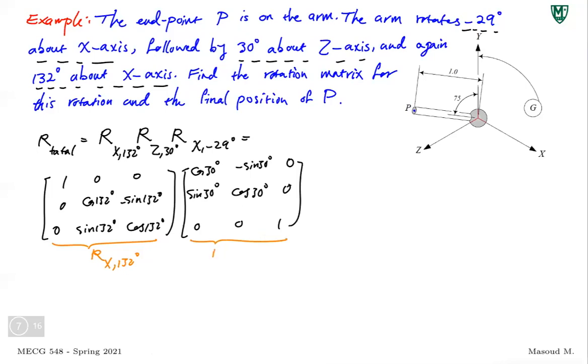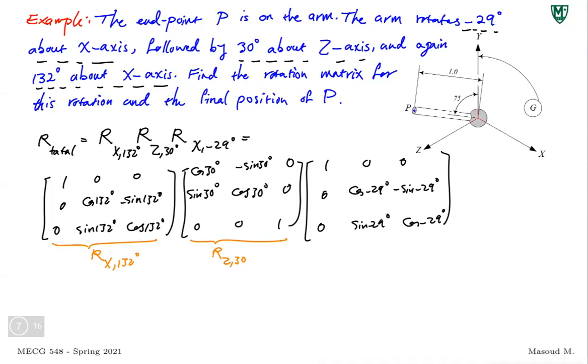This would be your R z 30 degrees. And the final, or better to say, the initial rotation, is our X, again, minus 29 degrees: 1, 0, 0, 0, 0, then cosine minus 29 degrees, minus sine minus 29 degrees, sine minus 29 degrees, and cosine minus 29 degrees. This becomes R x minus 29 degrees.